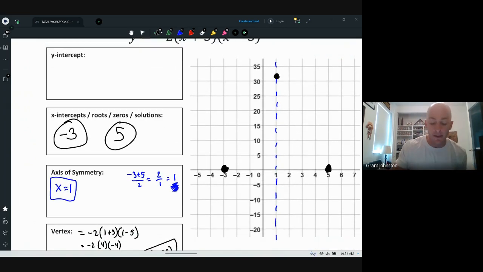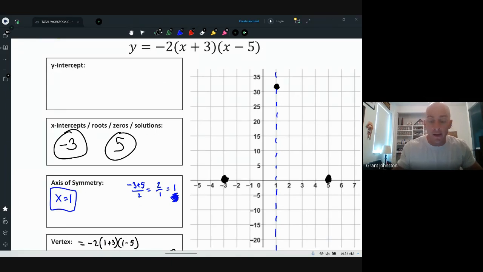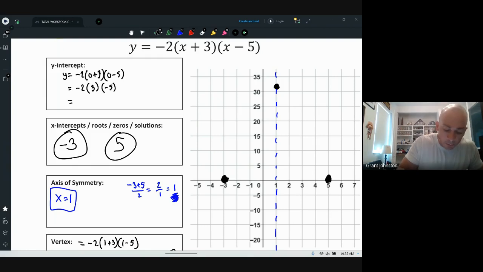Let's get the y-intercept. And the y-intercept, with all these forms, you just plug in 0 for x. That'll always tell you your y-intercept. So -2, 0 plus 3, 0 subtract 5, 0 plus 3, that'd be -5. Multiply those all together, that would be 30. So the y-intercept is at 0, comma 30. So here.